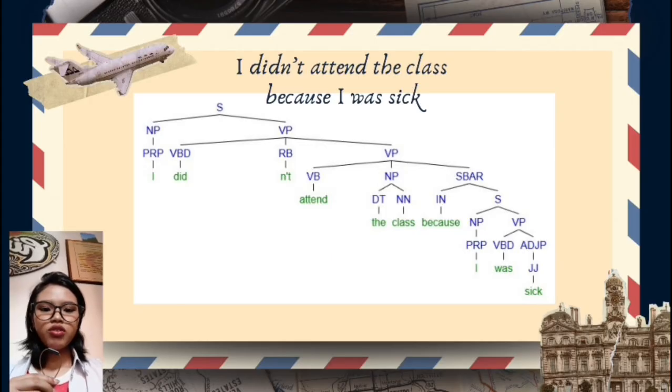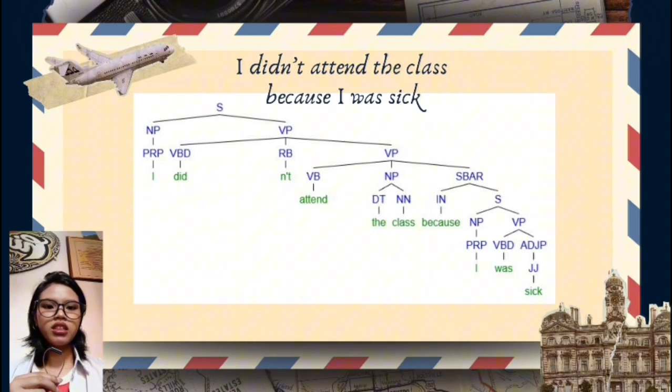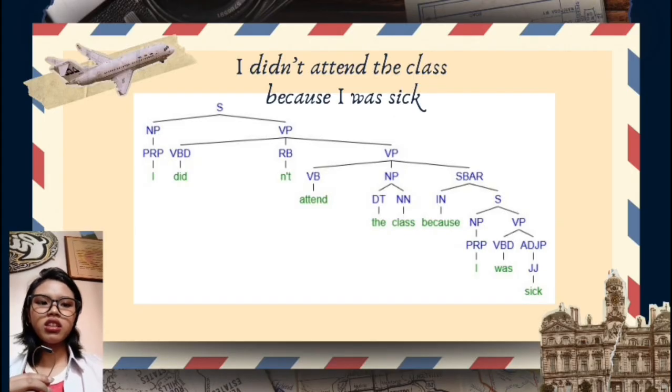And now let's move on to the first structure. Sentence 1: I did not attend the class because I was sick. This sentence is a complex sentence because it has an independent clause and an adverbial subordinate clause. The main clause is I did not attend the class. In the tree, this is the main S with NP, I, as the subject, and VP as the predicate.